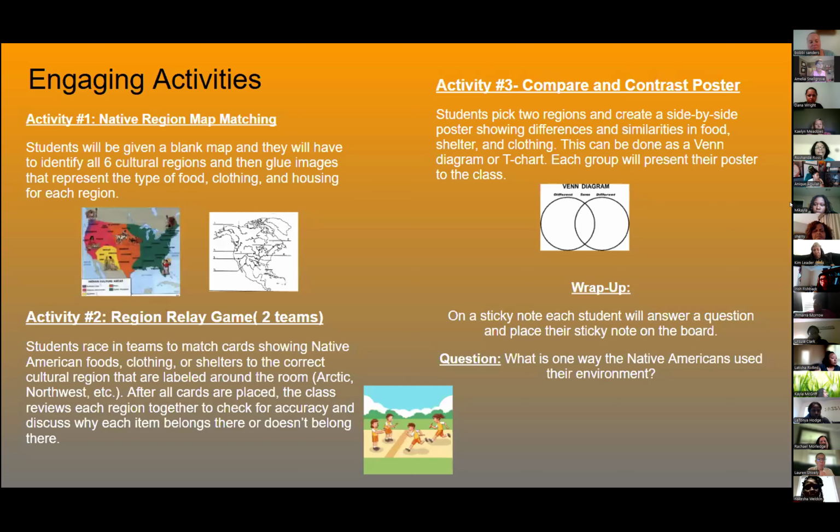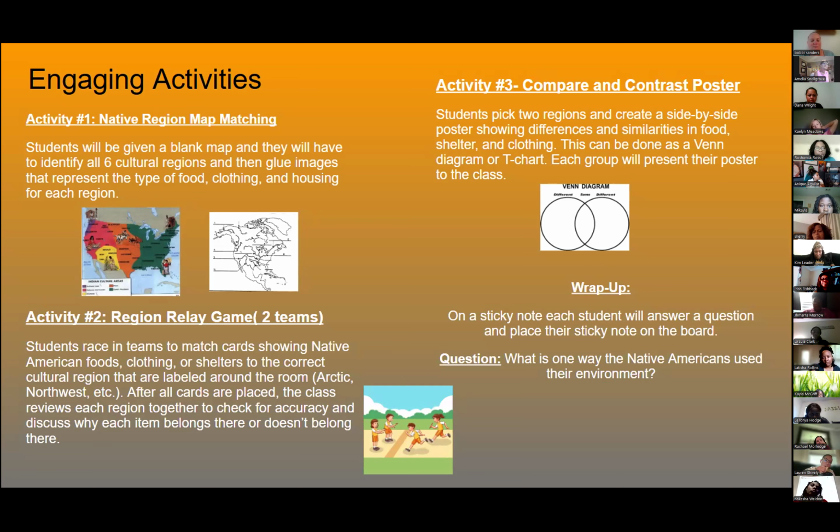For my engaging activities, the first activity is basically where the students will be given a blank map and they're going to have to fill out the six regions and where they're located. And then also they'll have little pictures that they can either draw or print out, where they have to put in which regions these types of foods or clothing or different housing were at.